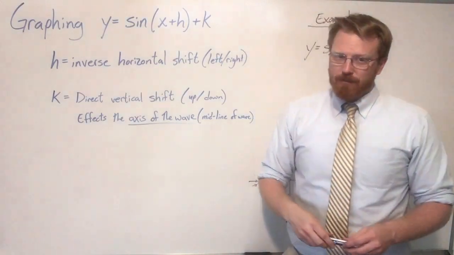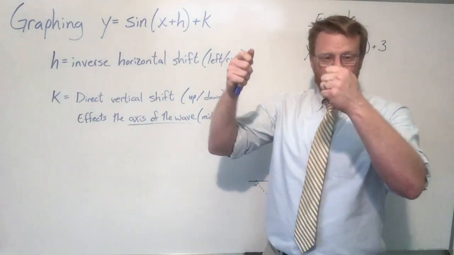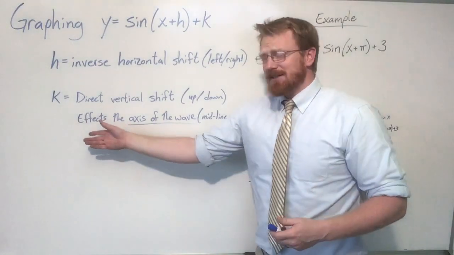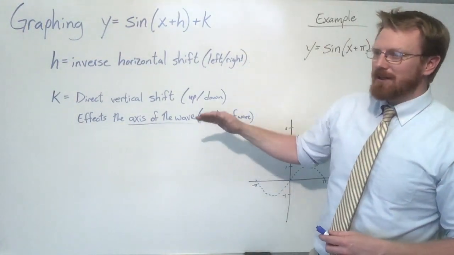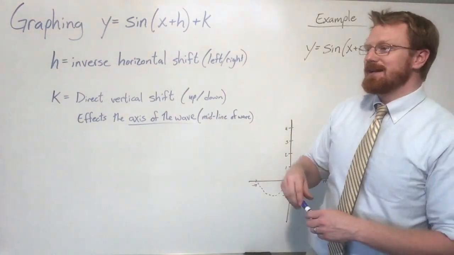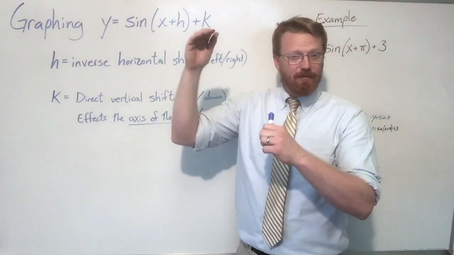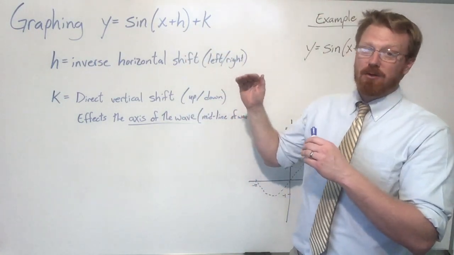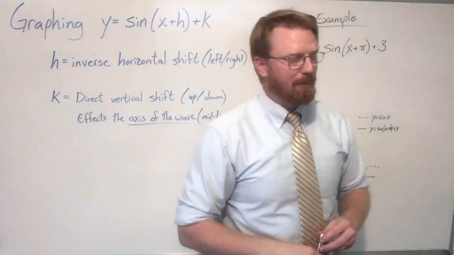K being outside the function is going to affect the y direction, the y-axis, and that's a direct effect. So plus 3 means up 3, and minus 7 means down 7. That's a little easier to track. Now on the sine wave or cosine wave, what that really is moving up and down is the axis of the wave, or the midline, right? It's not that the crest has moved up or the trough has moved up necessarily, but the middle of the wave has jumped that many units, k units, whatever that might happen to be.